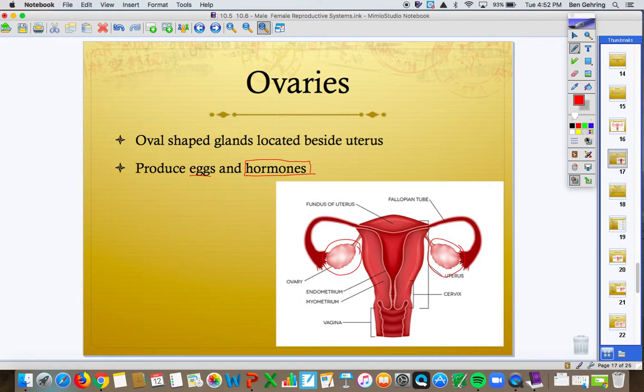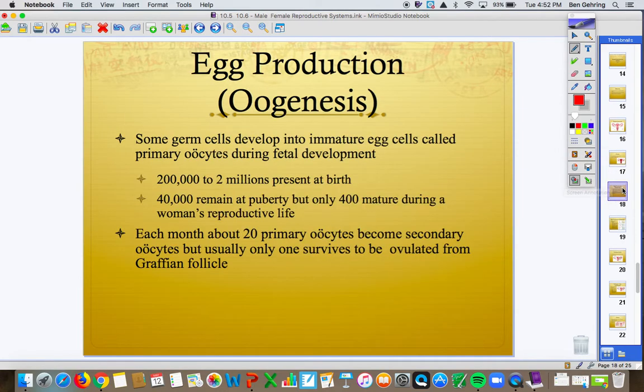Now, ovaries produce your eggs, and that's a process called oogenesis. So oogenesis is egg production, and you have these germ cells, which are primary sex cells, cells that will develop into your sperm and egg, called germ cells in general. So germ cells develop into immature egg cells, and these are called primary oocytes. This happens during fetal development.